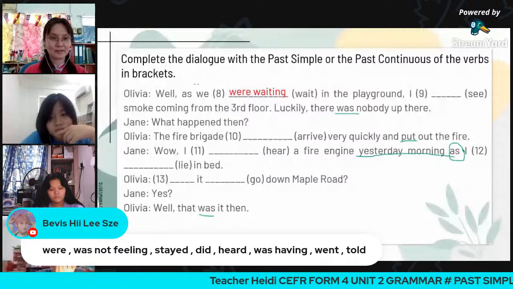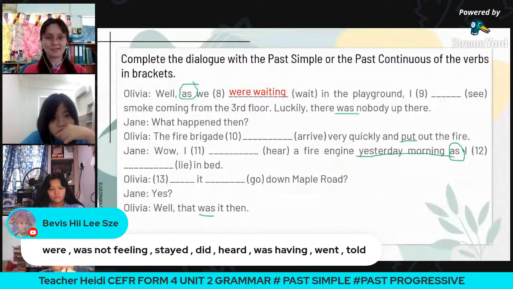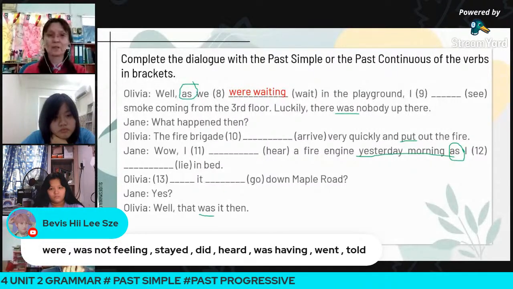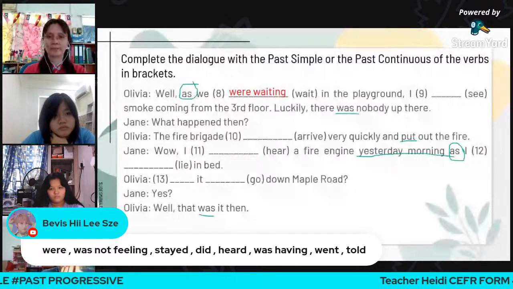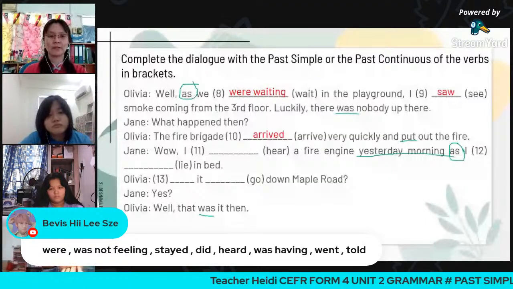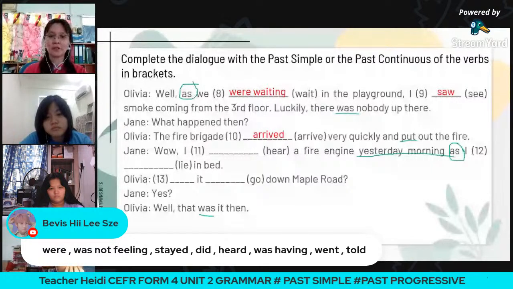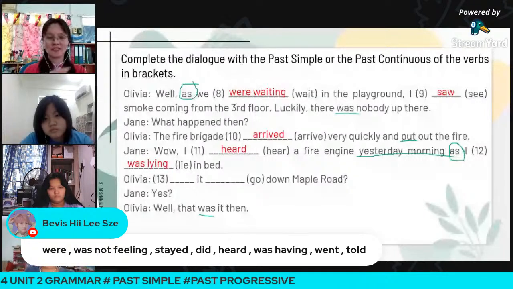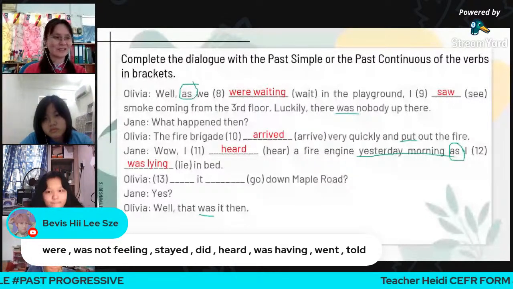Okay, so the teacher did not indicate. As. So as gives you the indication something like wow. Alright, as we were waiting, I saw smoke coming. Alright, then the fire brigade arrived, put out the fire, then heard, okay, as was lying, okay, teacher missed out that one. Or else I think Bevis also will write the correct answer.